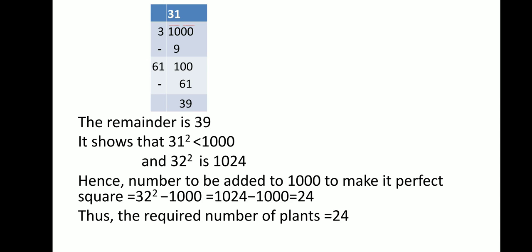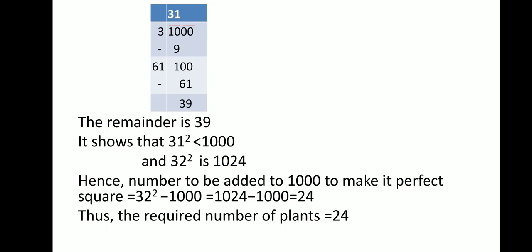Here, first of all, we place the bars over every pair of digits starting from the units digit. Then find the greatest number whose square is less than or equal to 10. Such a number is 3, that is 3 into 3 gives you 9, which is less than 10. After subtracting 9 from 10, I get 1. Then bring down the pair of digits under the next bar, that is 0, 0.